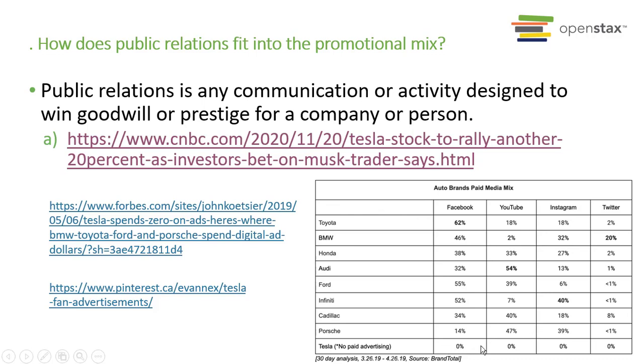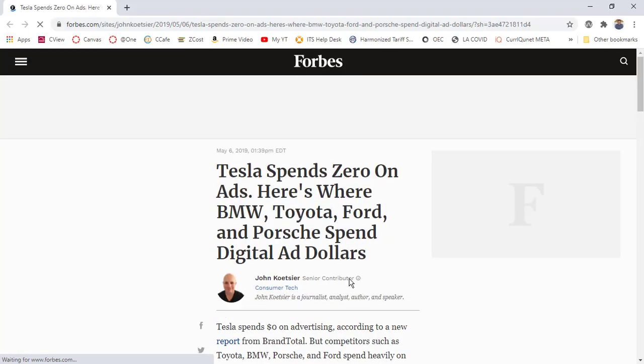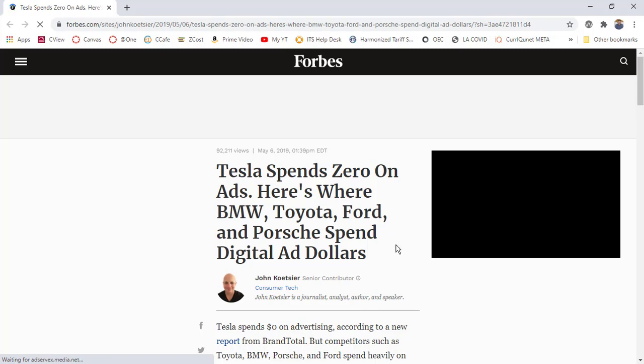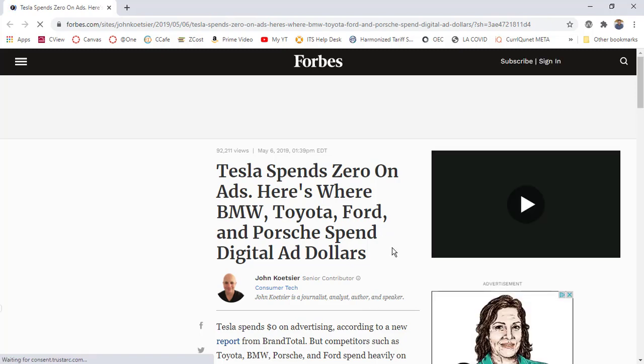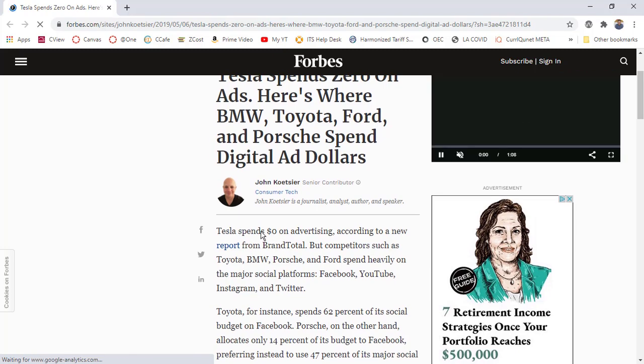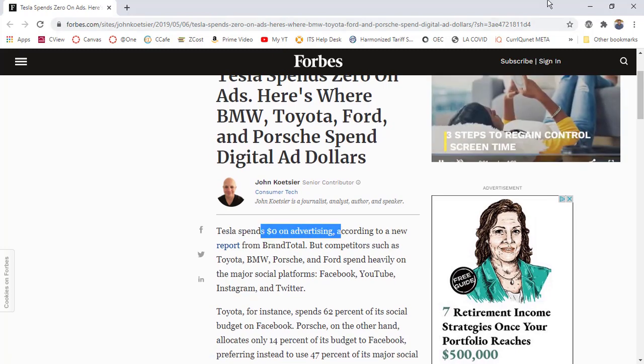Look at Tesla. Tesla has no paid advertising. What's fascinating about Tesla is that Tesla spends $0 on any advertising. There's no ads for Tesla. You will never, I shouldn't say you will never, but famously, Elon Musk does not spend any money on advertising. His budget is $0. That's how much he spends.